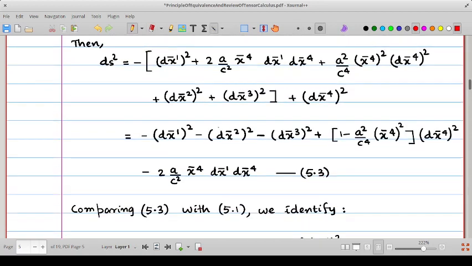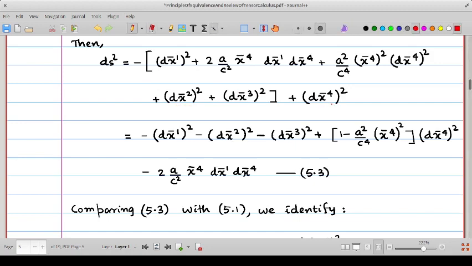Now we group together similar terms. We look at terms involving dx bar 1 square, and there is only one term, that is the first term. So that is written over here. Then we consider terms involving dx bar 2 square. So that is coming from here. Again, minus dx bar 2 square. And similarly dx bar 3 square. So minus dx bar 3 square.